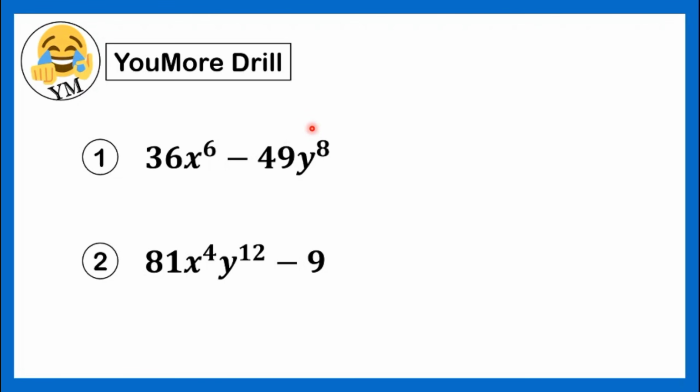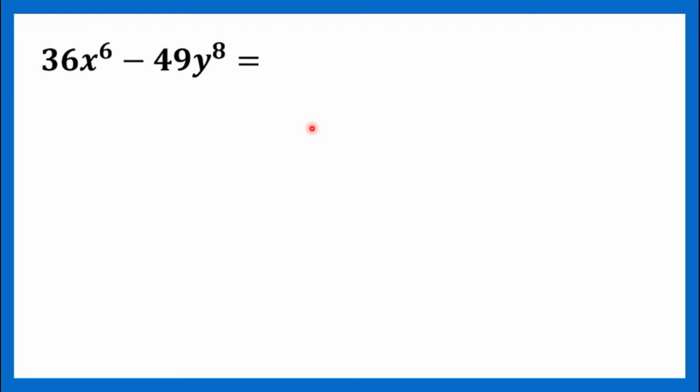Alright, time's up. So let's answer now. Number 1. 36x raised to 6 minus 49y raised to 8. Ayan. So again, conditions muna. Una, 2 terms ba? Yes, 2 terms yan. Pangalawa, subtraction ba? So check. Pangatlo, perfect square ba ang first term saka ang last term? So check natin yung numbers muna. 36, makakaisip ka ba ng number na kapag minultiply sa sarili, 36 ang sagot? Yes, 6 times 6. Ang 49, meron, 7 times 7.